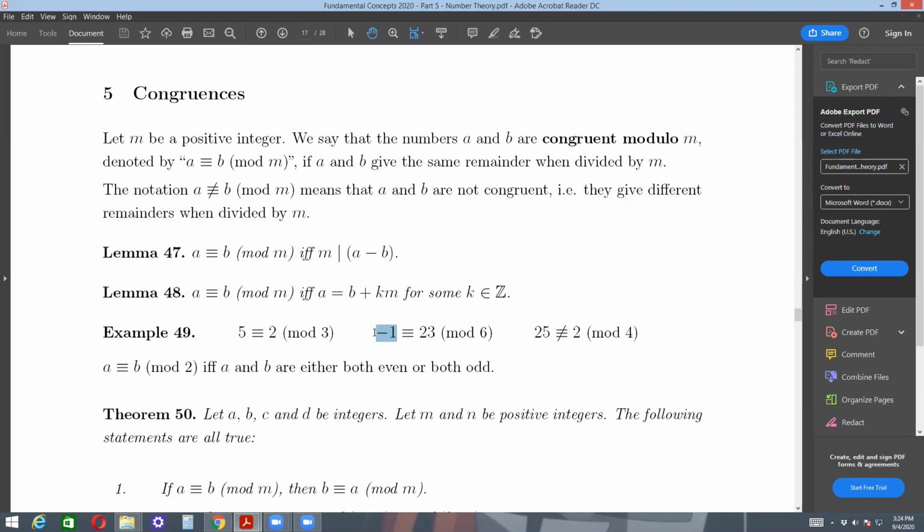Is that correct? That doesn't seem correct. I'm trying to think of a nice way to convert this from a negative number to a positive one.